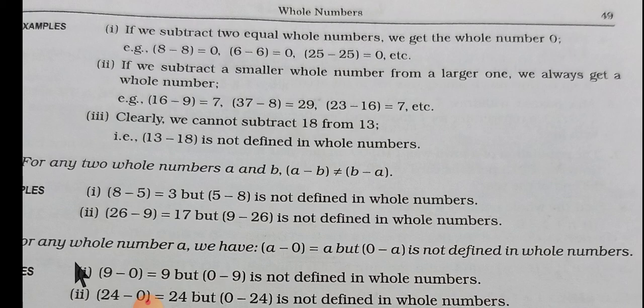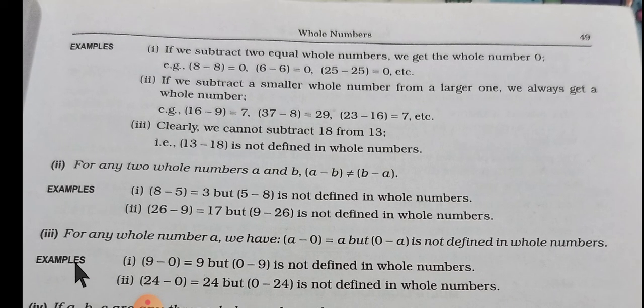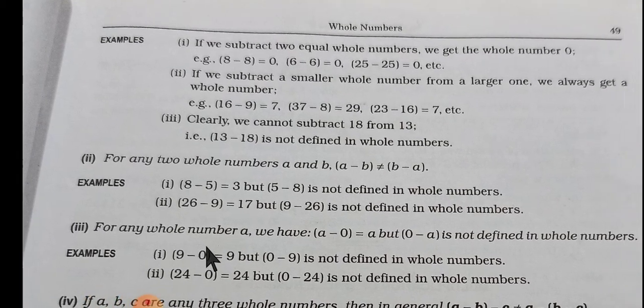Let's see our next rule, rule 3. For any whole number a, where a is any whole number, and always remember that whole numbers start from 0 to infinity, we have a minus 0.